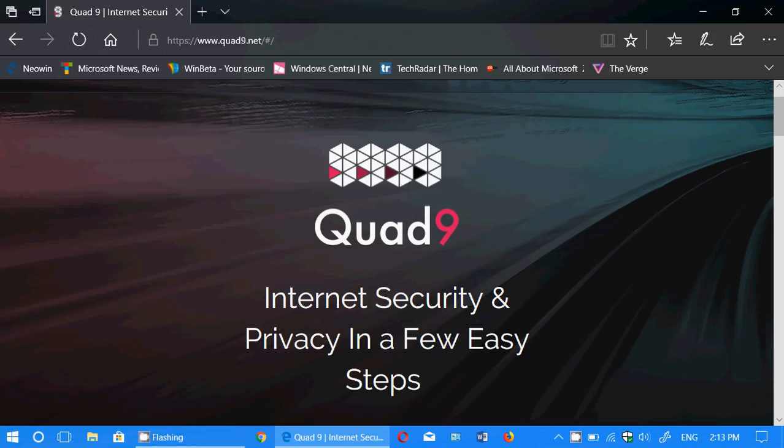So Quad9. Quad9 is a DNS server. It's basically a service that is founded by IBM, Packet Clearinghouse, and Global Cyber Alliance. They are working together to keep people safe on the internet. And they've created what's called Quad9.